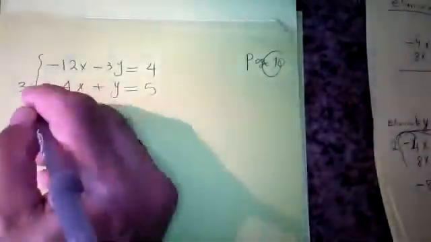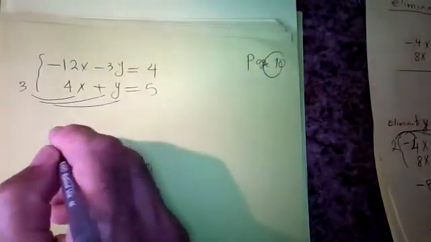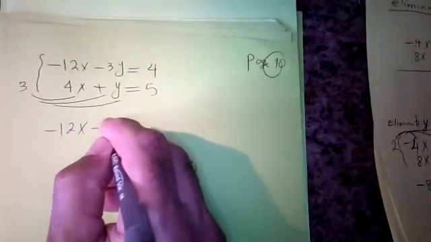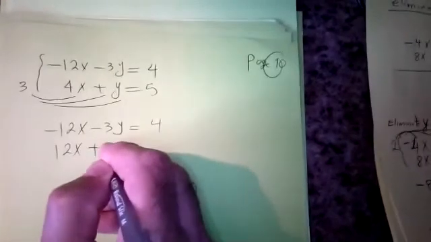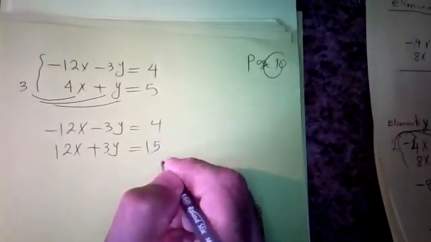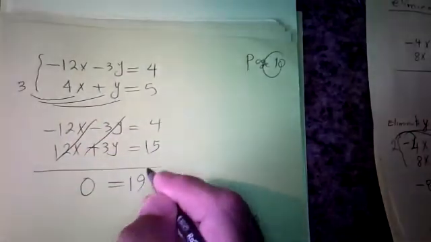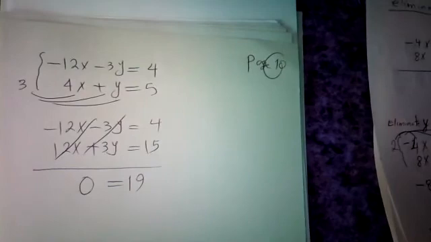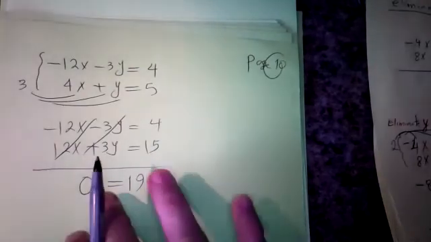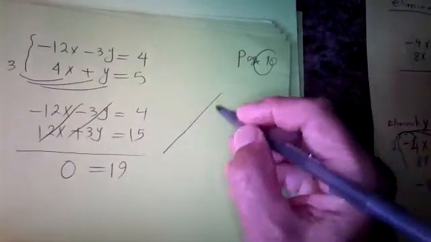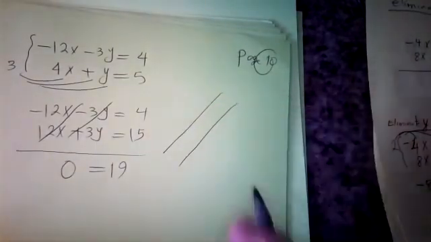So it would be like that. The top one is minus 12x minus 3y is equal to 4. The bottom one is 12x plus 3y equal 15. Everything canceled on one side, it's 0, and on the other side you have 19. That is the sign of two parallel lines. When you graph it, you see two parallel lines.